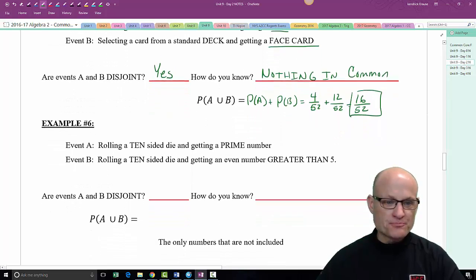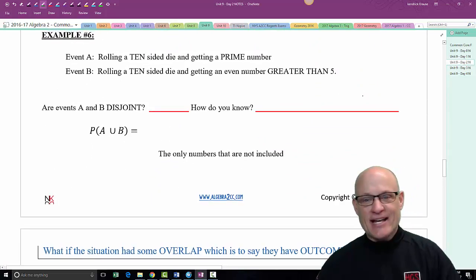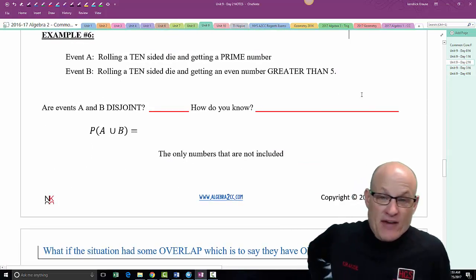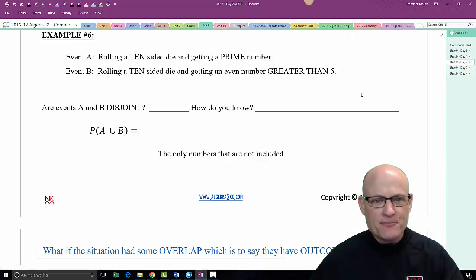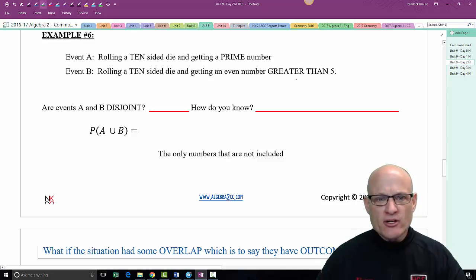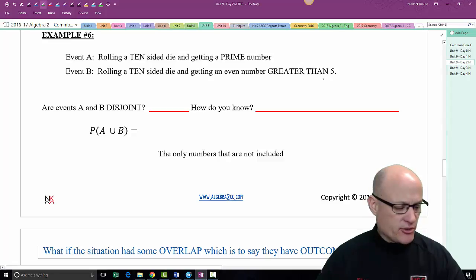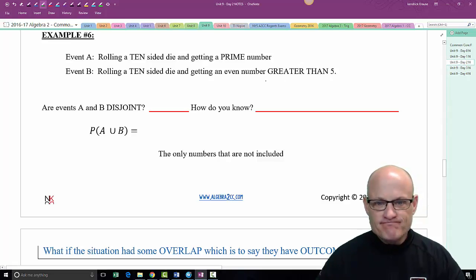Okay, let's try this one. Rolling a 10-sided die and getting a prime number is event A. Event B is rolling the same 10-sided die and getting an even number greater than 5. Are the two events disjoint? Let's see. What are the prime numbers on a 10-sided die? The first one is 2. 2, by the way, is the only even prime number. 3, 5, 7. I think that's it. 8, 9, nope. 10, nope. 10's not. So that's it.